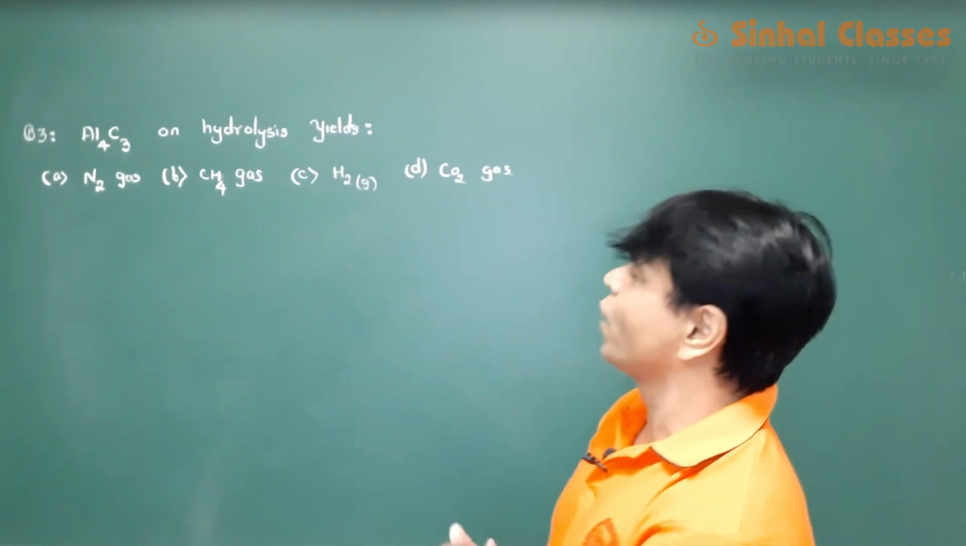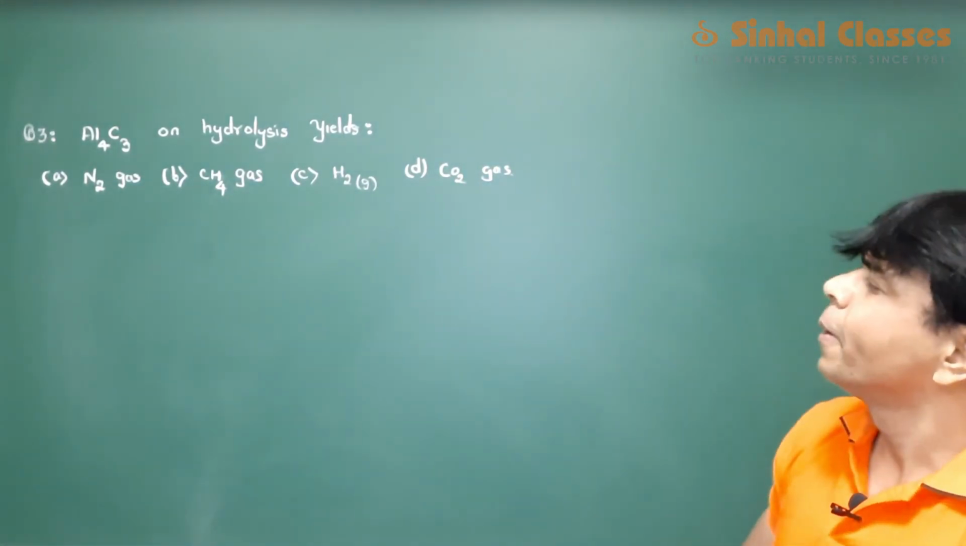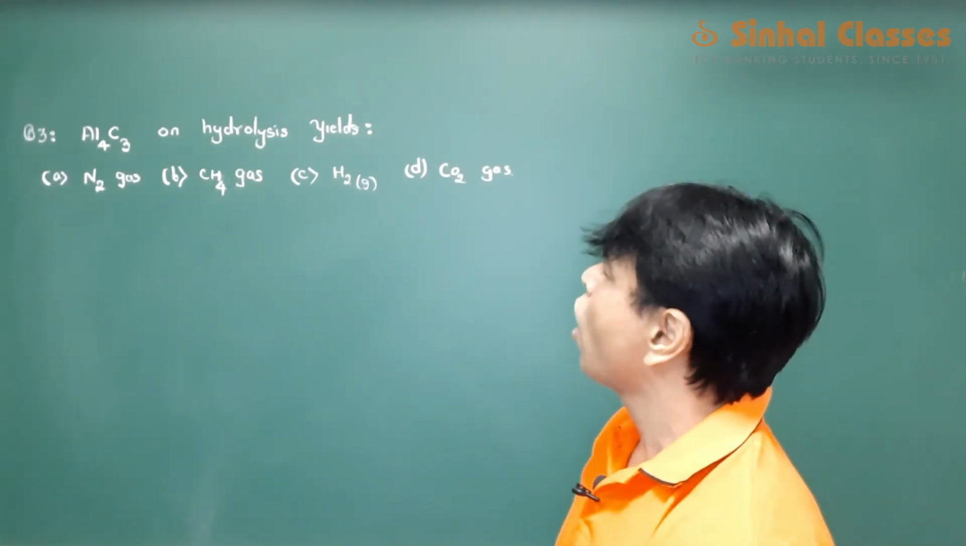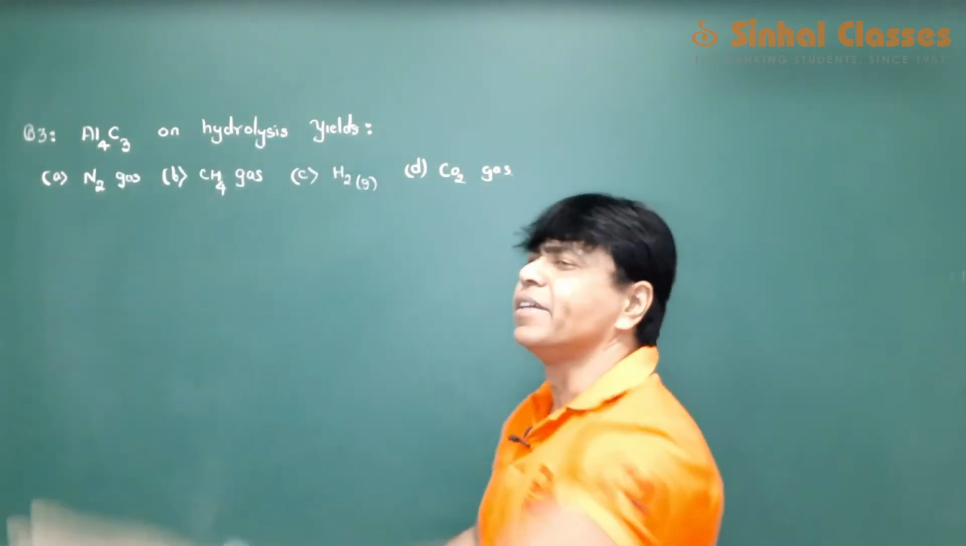Now let's see this very simple question. Aluminium carbide, Al4C3, on hydrolysis yields.